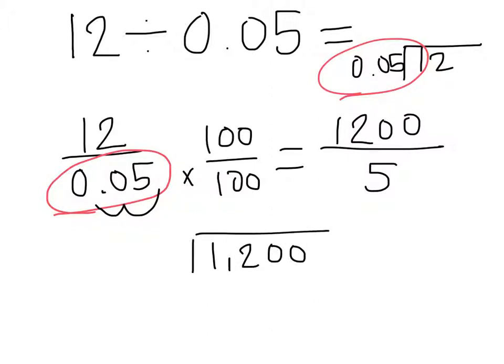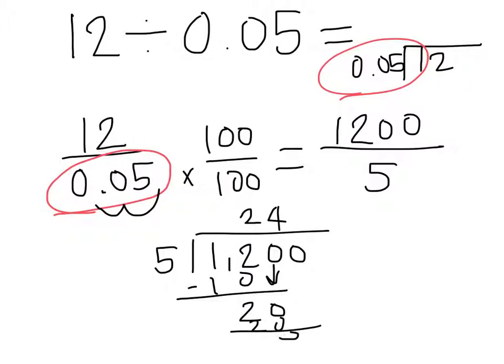1,200 divided by 5. 5 goes into 1 how many times? 0. Okay, 5 goes into 12 how many times then? 2. 2 times 5, 10. Minus 10, 2. Bring down the 0. 5 goes into 20 4 times, right? And then 20, 0. And then I have to bring down this 0, don't I? So I have 0 here, right? So what is my answer? 12 divided by 0.05 is 240.